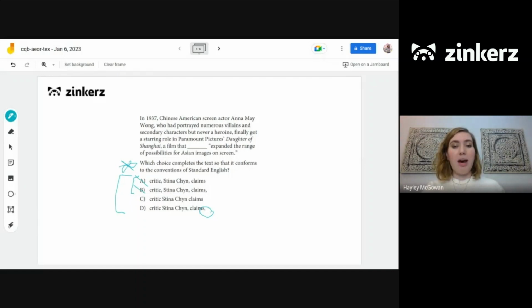So in this case, we have, just directly into the quote, a film that critic Stein and Chin claims expanded the range of possibilities. So it's not offset from the passage in any way. It's directly integrated into the sentence. And we would only want to use that comma if it's offset in that way. But it is directly integrated in this case. So D cannot be the correct choice. So that leaves us with C. And this one works exactly right. We don't have those commas around the name of the critic because we need that. And we don't need a comma after claims. So C is going to be our correct answer.